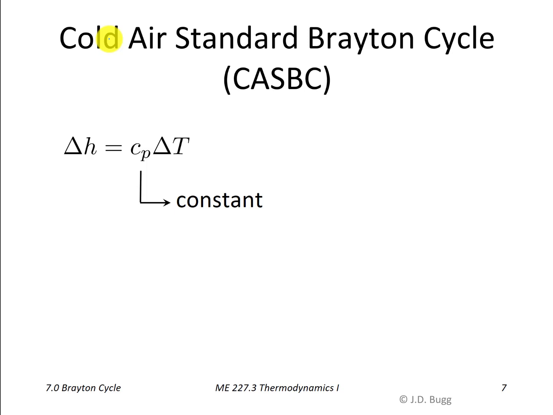But the difference now is that we're going to go one extra level of simplification, and we're going to calculate the changes in enthalpy from changes in temperature and the specific heat at constant pressure. So we'll be saying delta H is Cp delta T. And this will allow us to simplify the expressions a little bit and come up with a very important relationship for the efficiency of a Brayton cycle. So if we're assuming Cp is constant, then that means we're also assuming the ratio of specific heats is constant. So we'll be making those additional assumptions on the properties of the working fluid for a cold air standard Brayton cycle.